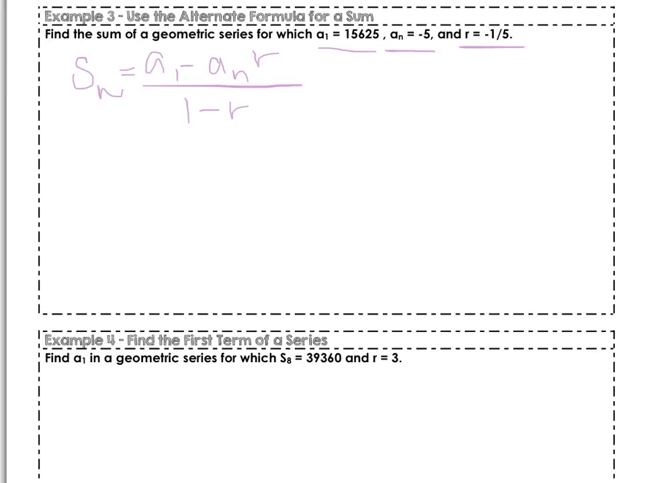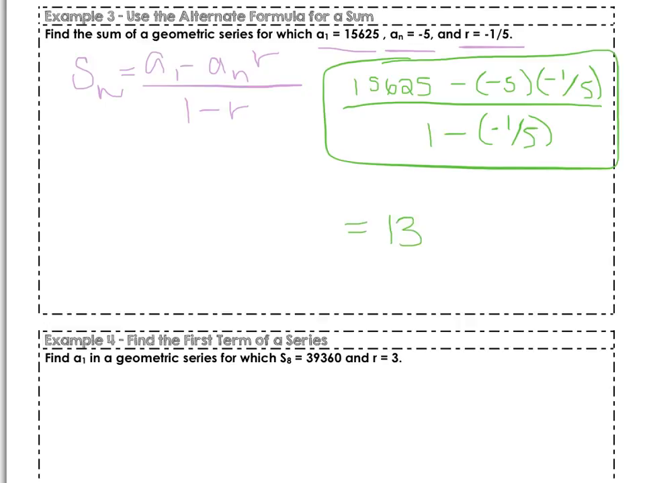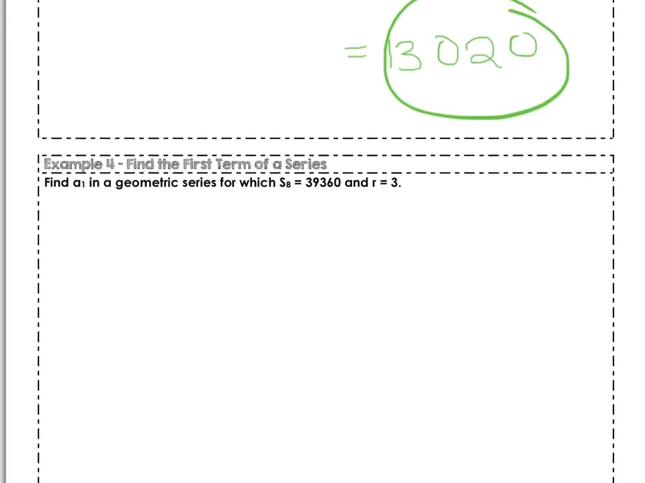All right, so let's just plug in our information. A1 is 15,625. We're going to subtract the quantity of -5 times our common ratio of -1/5. And this is all going to be over 1 minus my common ratio of -1/5. Okay? Be very, very cautious with your signs here, especially if you're just typing this into your calculator. When you do, you should get a sum of 13,020.